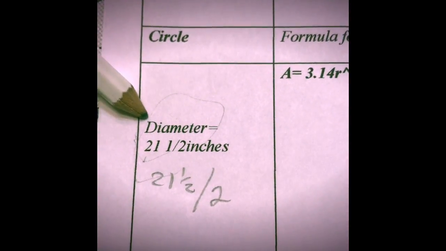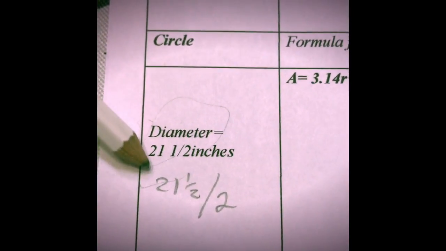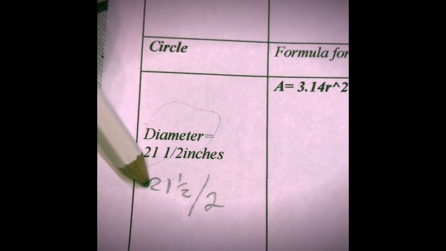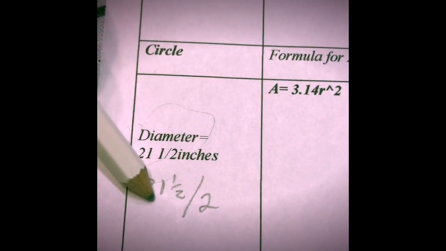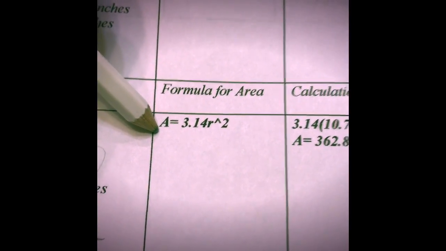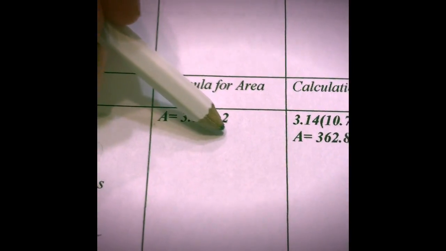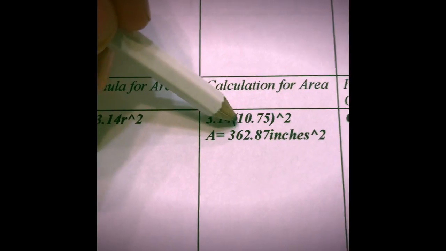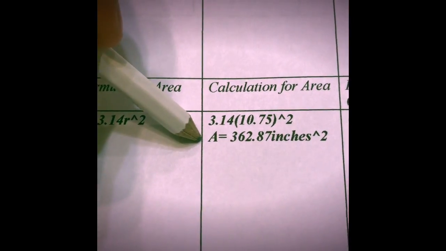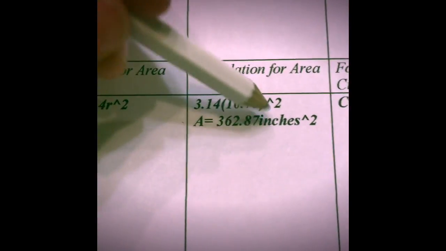Okay, for the circle, I measured the diameter, which was the ottoman top, and that was 21.5 inches. Now, we need the radius, so I'll take 21.5 divided by 2, which will give me 10.75. And the formula for the area is pi times radius squared. So 3.14 times 10.75 squared, which gives us 362.87 inches squared. And again, don't forget the squared.